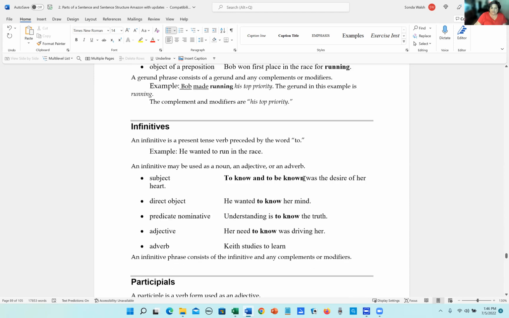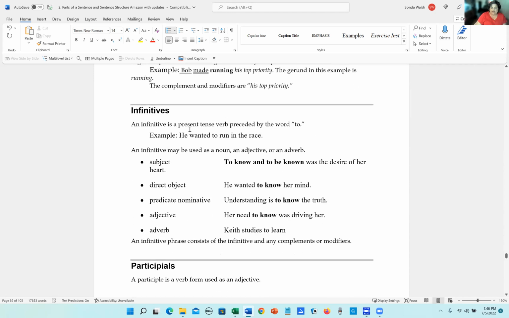All right, let's go into infinitives. And we already know what an infinitive is. An infinitive is a present tense verb preceded by the word to. And it can be used as a noun, as an adjective, or an adverb. So, "To know and be known was the desire of her heart." To know and be known is the subject of the sentence. It's that whole phrase. To know is the word to and the verb. And this one has actually 2 of them, double ones.